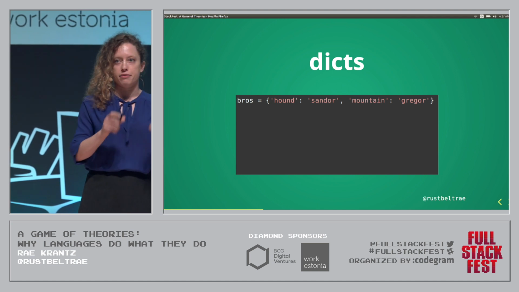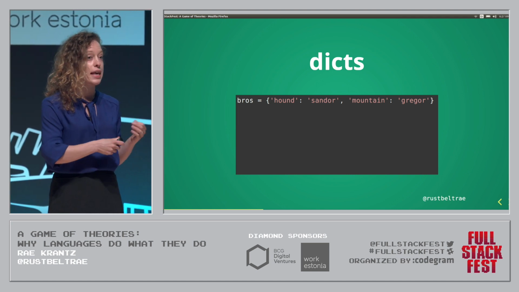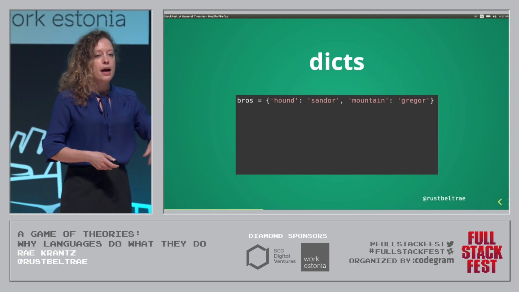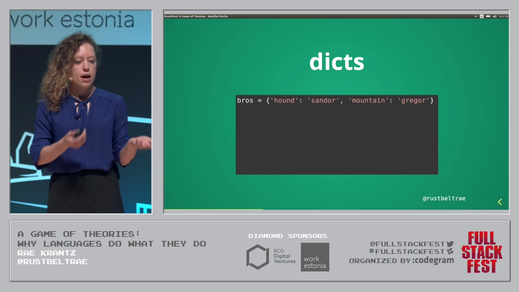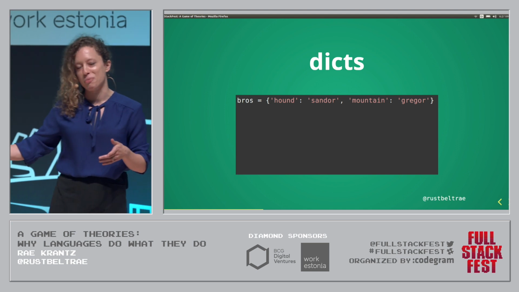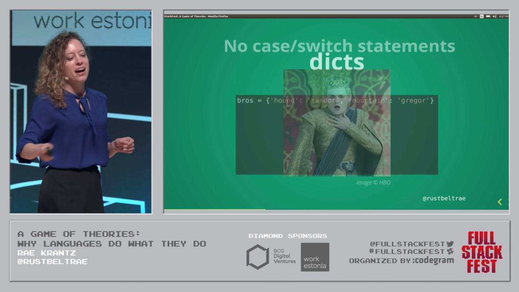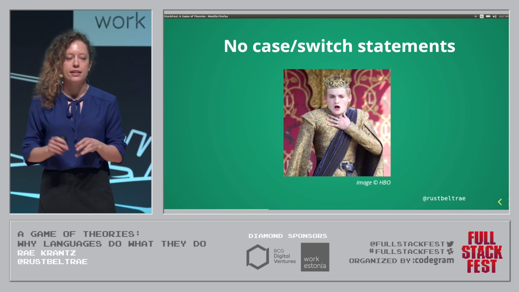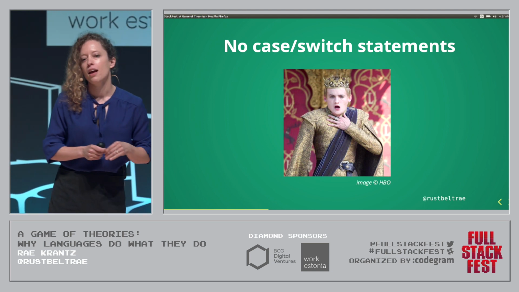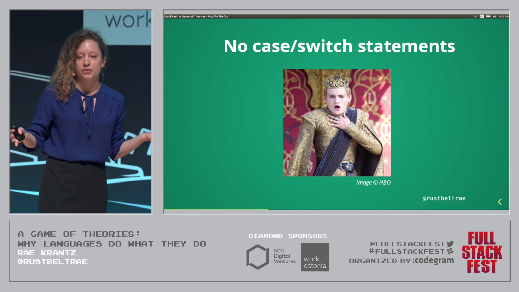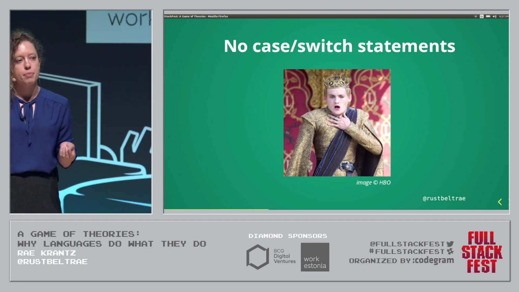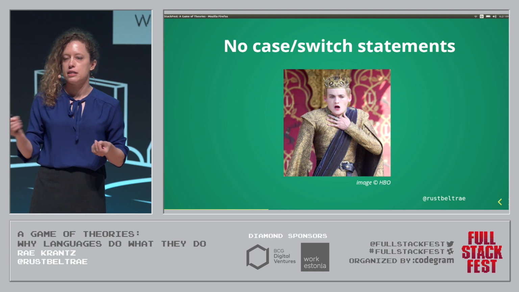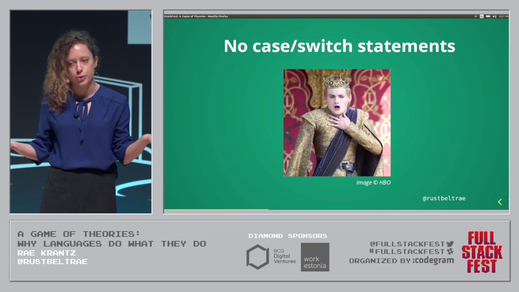But the reason why it's very important that these dictionaries have immutable keys is because that supports a quick lookup when you are looking through a dictionary for something. And that is important because Python does not have case or switch statements. And this is intentional, right? It kind of goes back to another piece of the Zen of Python: if the implementation is difficult to explain, you probably shouldn't do it.